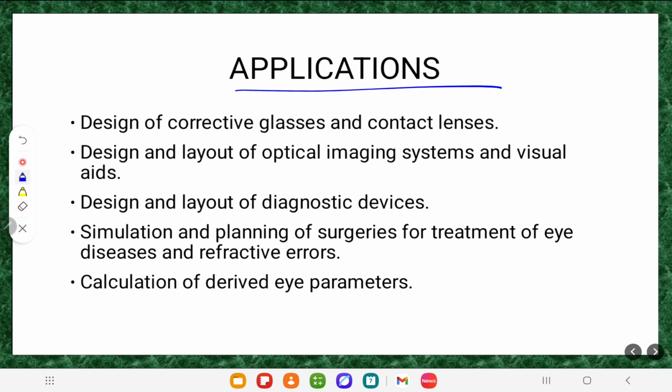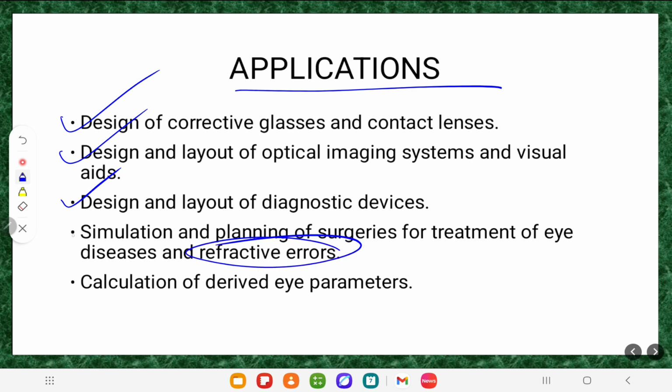Okay, applications. What are the applications of schematic eye? Design of correcting glasses and contact lenses, obviously, to study correcting glasses and contact lenses in the eye. Design and layout of optical imaging systems in visual aids, because whenever we do visual aids, like intraocular lens calculation, we can think about the schematic eye, putting an IOL in the schematic eye and studying the image features formed in the retina. And design and layout of diagnostic devices, definitely. And simulation and planning of surgeries for treatment of eye disease and refractive errors, isn't it?